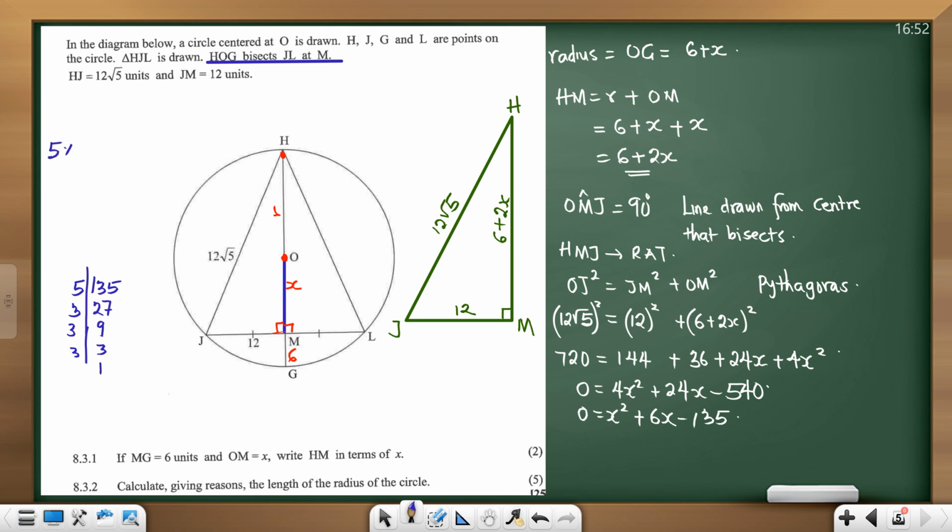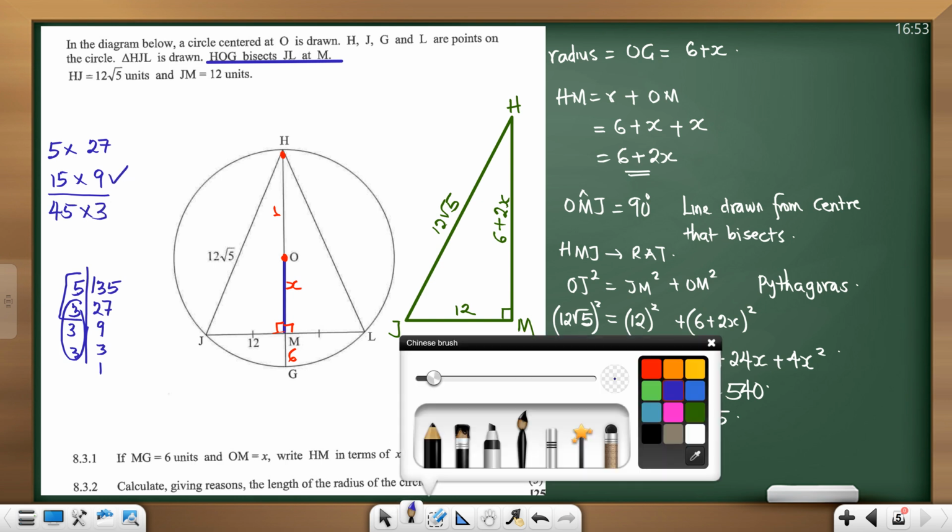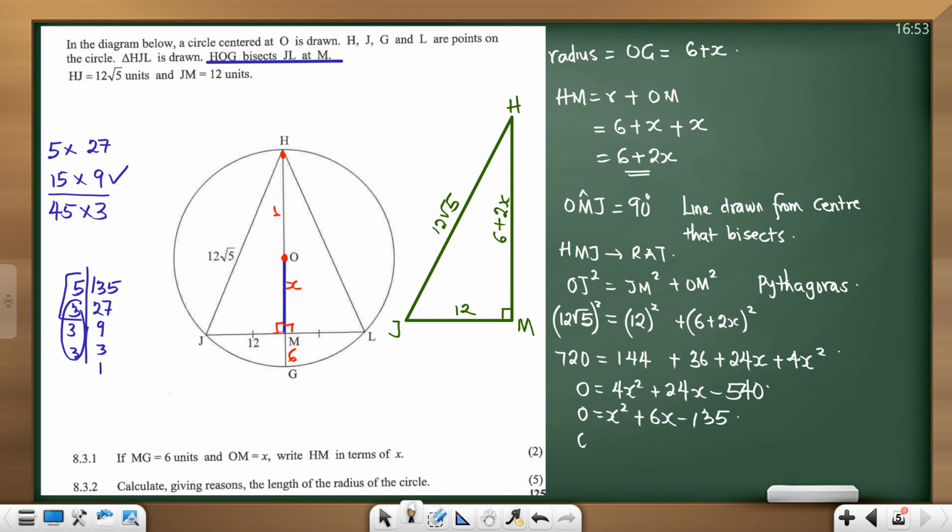Look at 5 times 27. But if I'm checking 5 and 27, it will not give me 6. Okay, then you combine another set, 15 and 9. Oh, that would give me 6. That would definitely give me 6. If that is not working, I would say 3 and 45. But I'm looking for 6. 15 and 9 would give me 6. So that's what we do without a calculator.